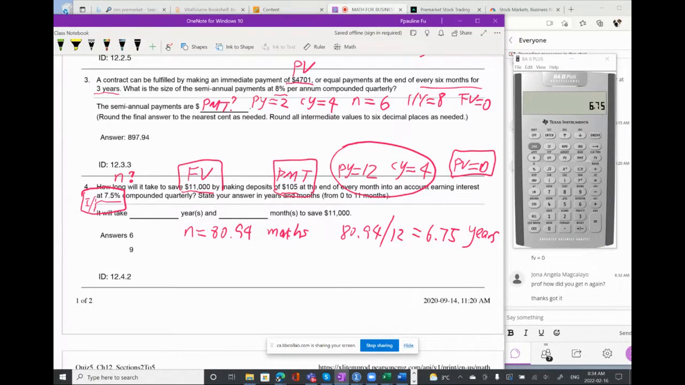The unit is years. And then we need a whole number for year. So it is 6 years. Okay, 6 years.